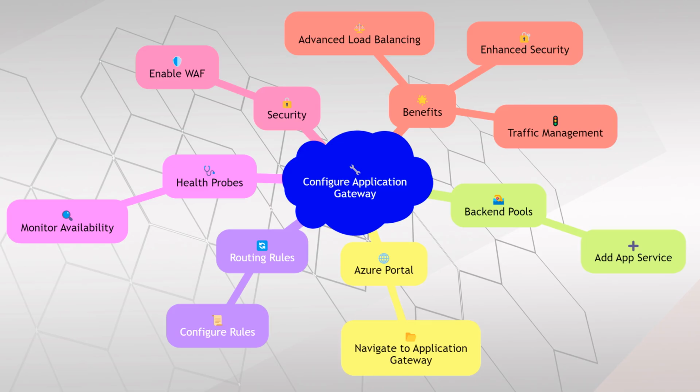To configure Application Gateway for your app service, navigate to the Application Gateway resource in the Azure portal. Under the Backend Pools section, add your app service as a backend pool. Configure the necessary routing rules to direct traffic to your app service. Set up health probes to monitor the availability of your app. Additionally, you can enable the Web Application Firewall (WAF) to protect against common web vulnerabilities. This integration ensures that your app service benefits from advanced load balancing, security, and traffic management features.